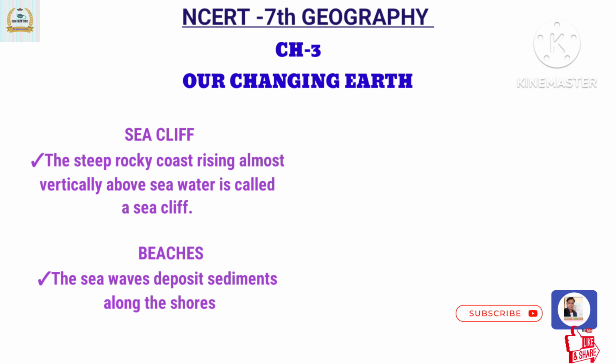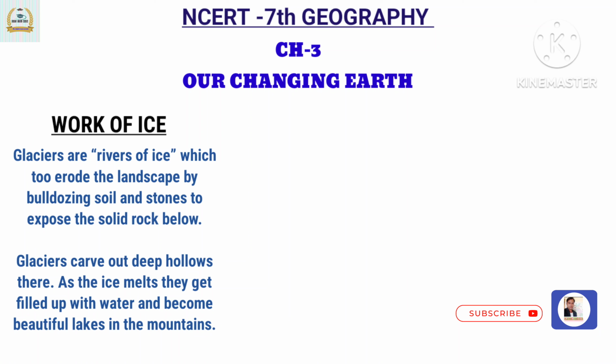The work of ice. What is a glacier? Glaciers are rivers of ice which erode landscapes by bulldozing the soil and stones to expose the solid rock below. The glaciers carve out deep hollows. When the ice melts, they get filled with water and become beautiful lakes in the mountains. The material carried by the glacier, such as rocks, big and small, sand and silt, gets deposited. These deposits form a glacier moraine.